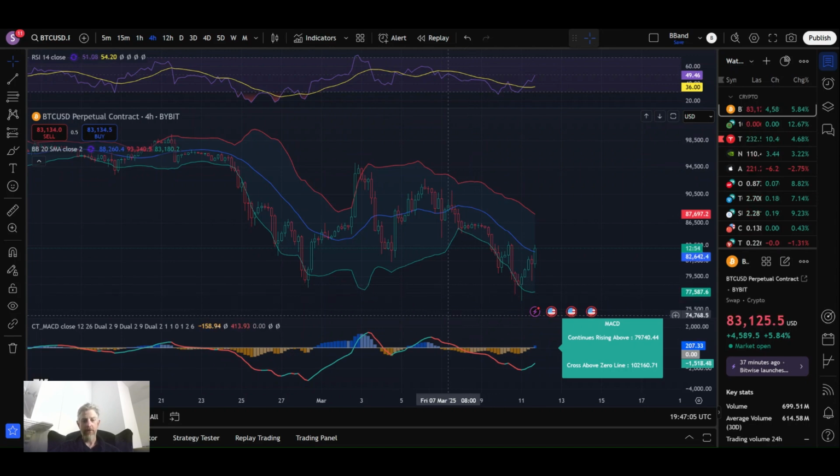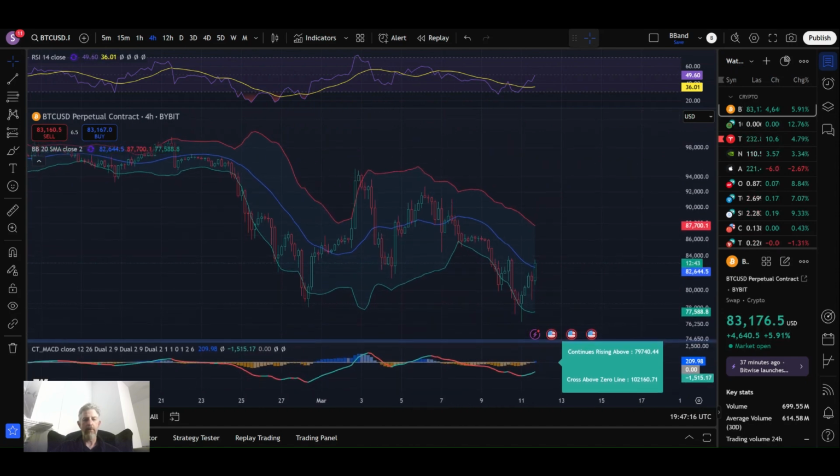Let's get straight on with the price action analysis. Okay, so here we are. The mighty Bitcoin, a slightly confusing chart, but it'll become clearer as we move along. I'm going to start on lower time frames and work my merry way up.